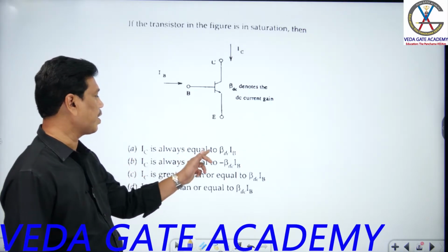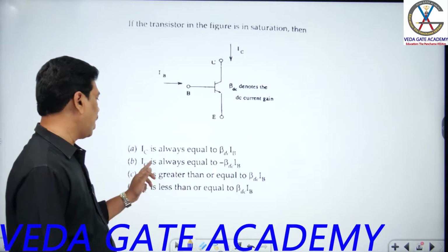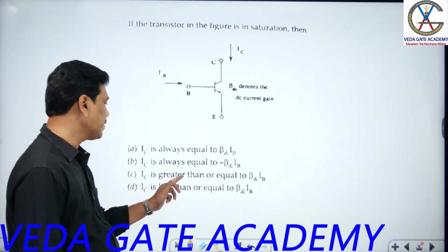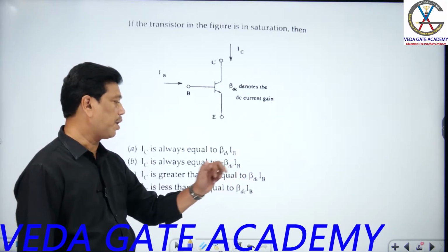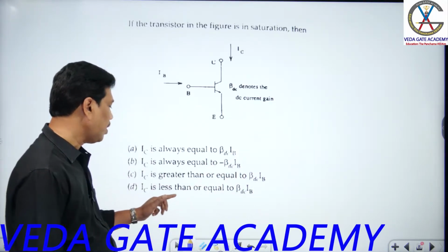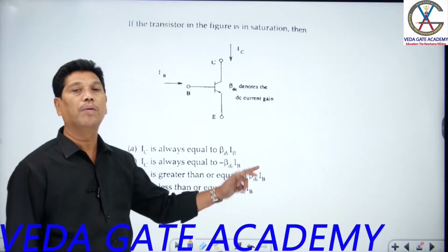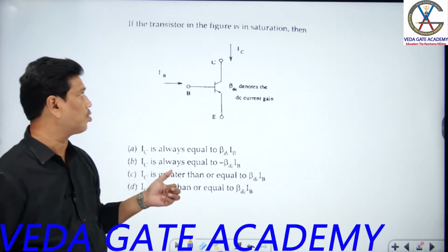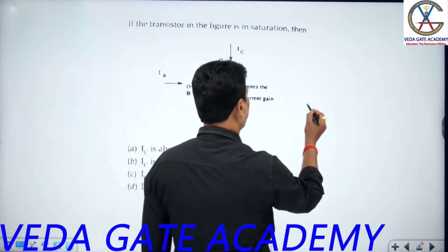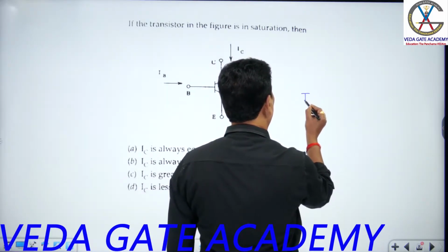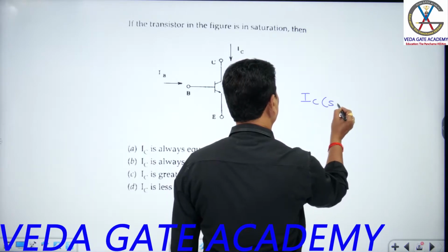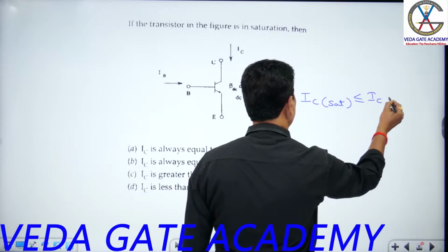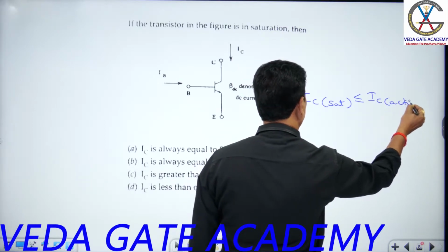IC is always equal to beta DC IB. IC is always equal to minus beta DC IB. IC is greater than or equal to beta DC IB. IC is less than or equal to beta DC IB, students, is given. So you already know the condition for the saturation region. Under saturation mode, you know that IC saturation is less than or equal to IC active, I told you, students. This is the condition for saturation.